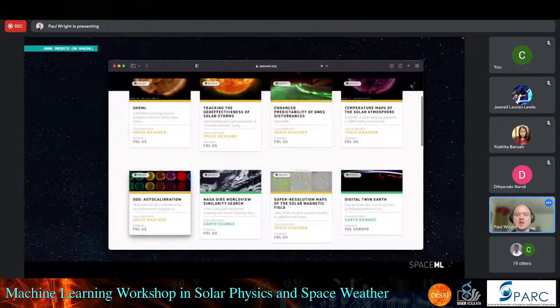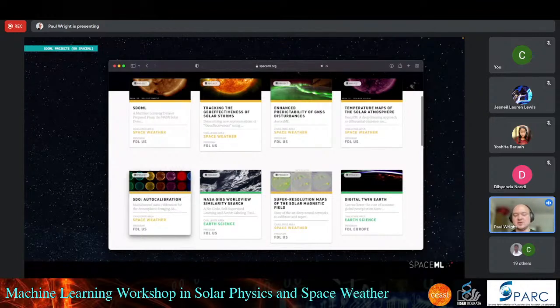If we navigate back to the SpaceML webpage, we can see a number of project cards. Two of the SJML related projects are STO auto calibration, which I'll talk about first, where a convolutional neural network is used to self-calibrate AIA. The other one that I'll talk about here is temperature maps of the solar atmosphere. This is where we use a neural network to accelerate differential emission measure inversion. If you're not aware of what that is, I will quickly introduce it in the following slides.